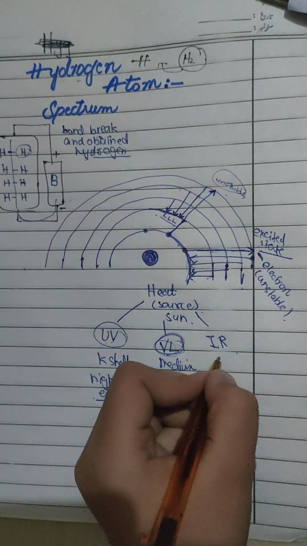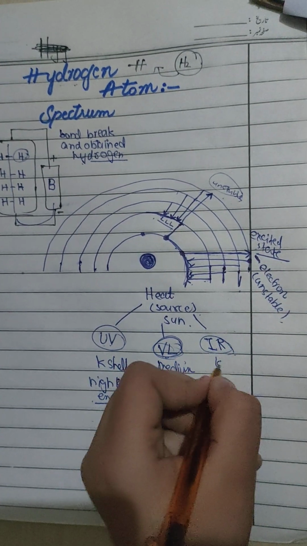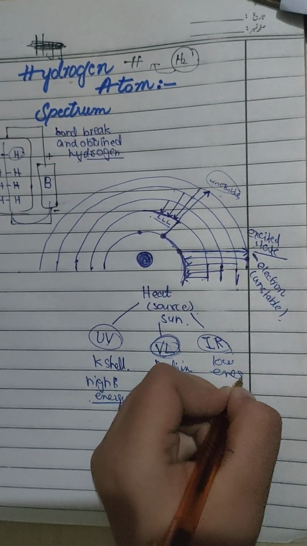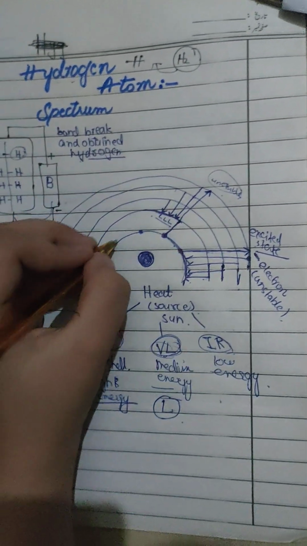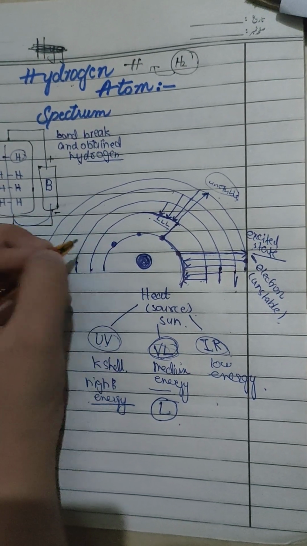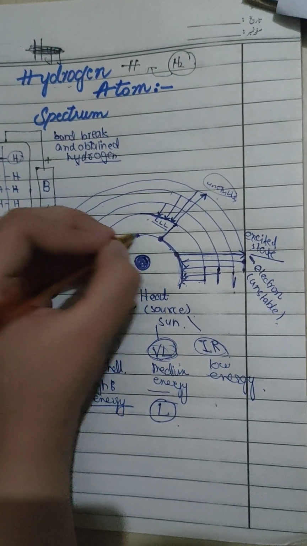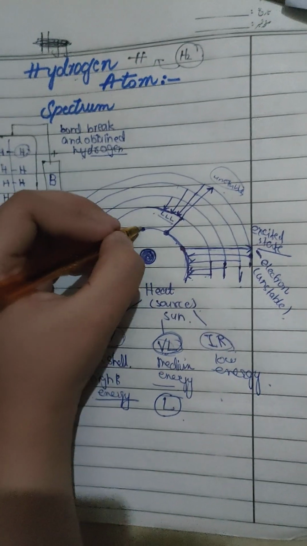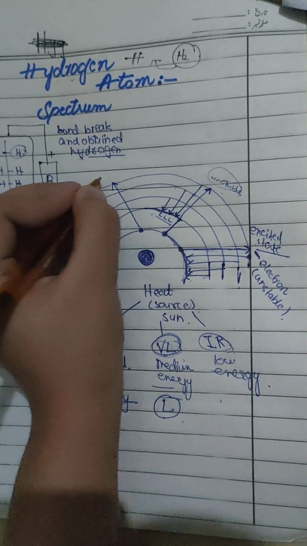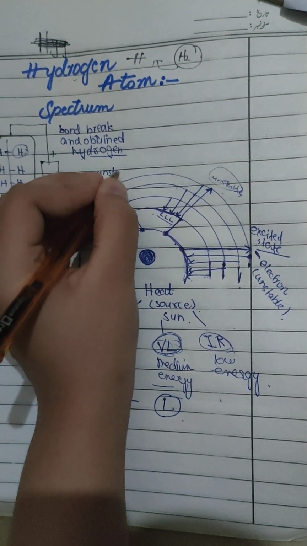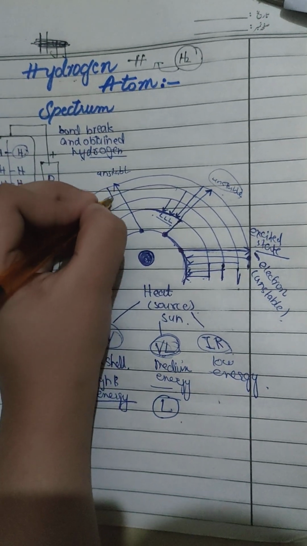Fine. Now infrared is basically low energy. So here when we put the energy to this one electron, I'm right here, we put the energy to this one electron. Fine. Here it becomes unstable. So the electron will come to this.